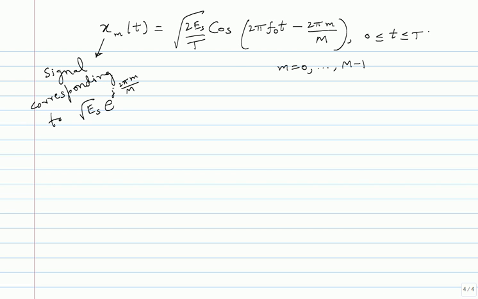Yeah, you'll have a minus. So minus is quite irrelevant. You can even think of it as plus, but anyway, it doesn't matter. We'll retain that. So you'll see x_m tilde of t will work out to something like this: root 2 Es by T e power minus j 2 pi m by M. This minus is okay, for m equals minus m or 2 pi minus, it will work out to the same thing.